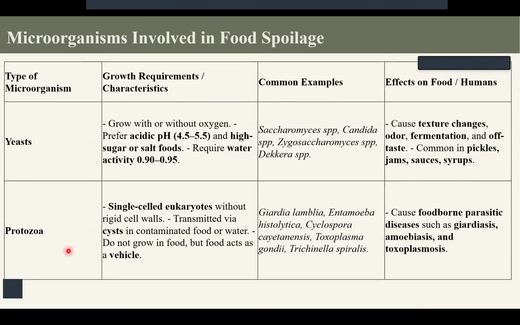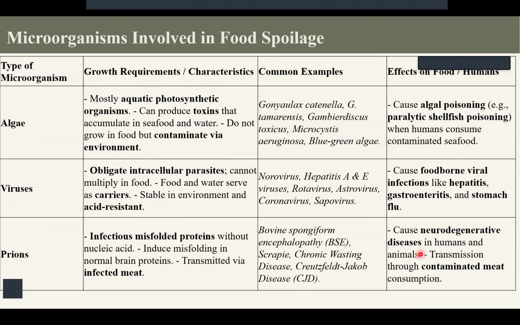Moving forward, the protozoans, the next type, they are the single cell eukaryotes. Examples, we have Entamoeba histolytica and Toxoplasma gondii. These cause foodborne illnesses such as amoebiasis and toxoplasmosis. Next type of microorganism, we have algae. Algae are aquatic photosynthetic organisms. Examples, we have Microcystis aeruginosa and blue-green algae. They cause algal poisoning.